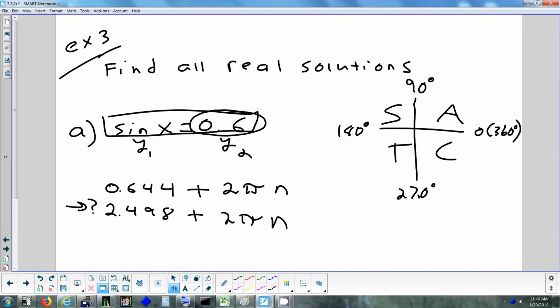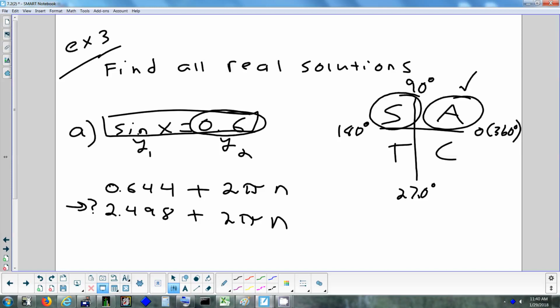Sine equals 0.6. What kind of number is 0.6? Positive or negative? It's positive, and the problem had sine in it. So that tells me I'm going to get one answer here, and the other answer is going to be here. I'm looking for where sine is positive. It wouldn't be in quadrant 3. That's where tangent's positive. It wouldn't be in quadrant 4. That's where cosine's positive. The calculator always gives you the first quadrant answer.